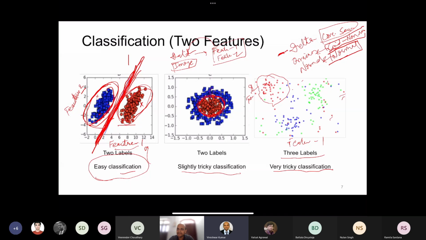Okay, so any question about these three different scenarios?